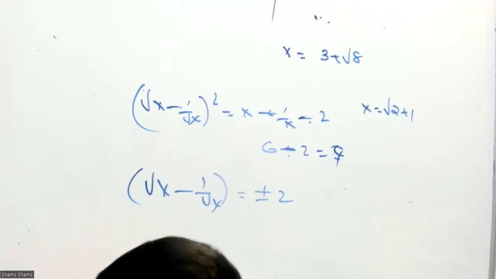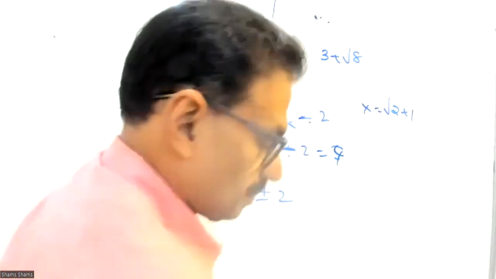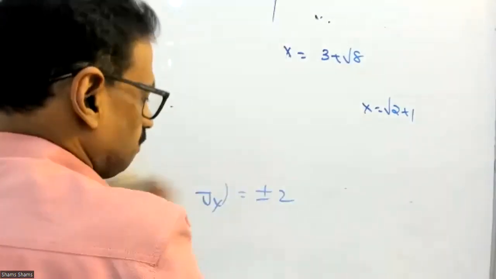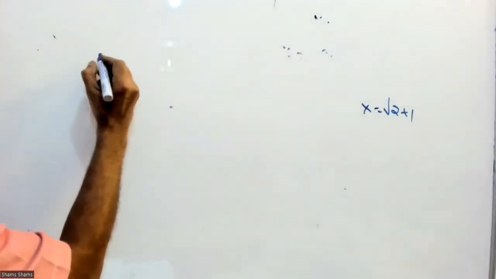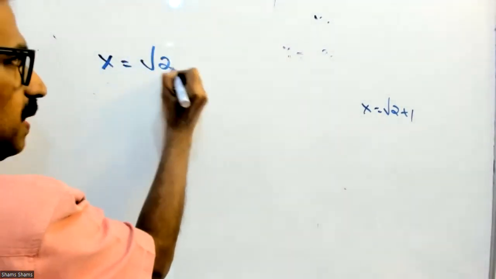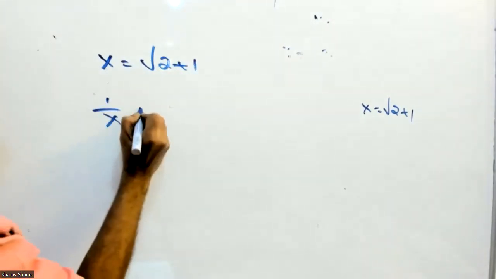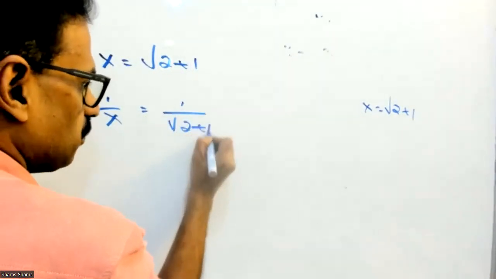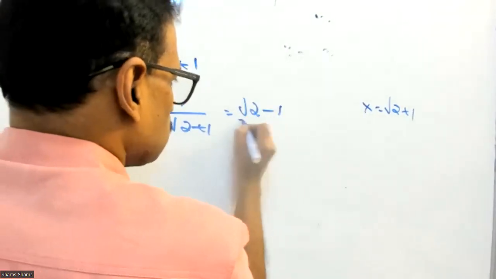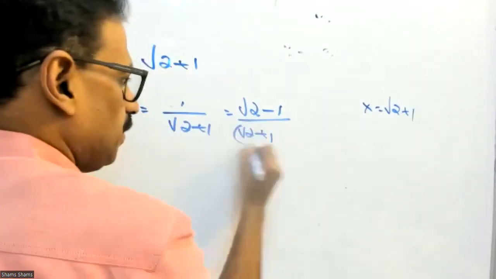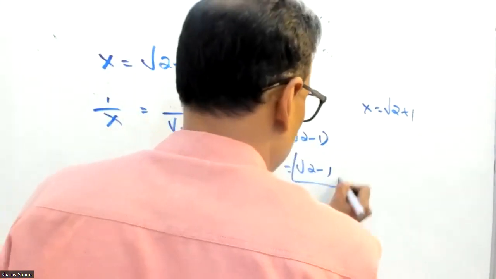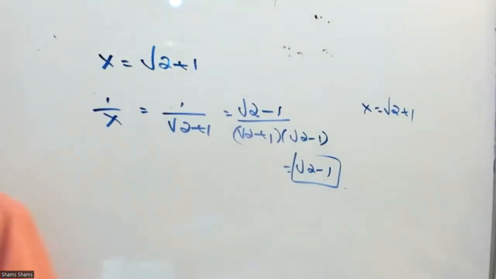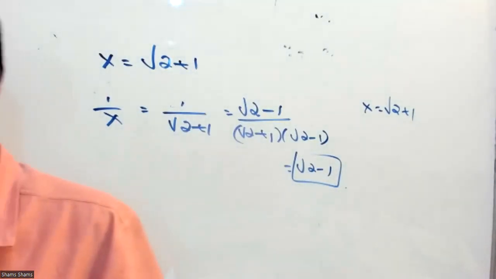Okay. So look at here. These answers I'll tell you. Listen, x equal to root 2 plus 1, 1 by x equal to 1 by root 2 plus 1 equal to root 2 minus 1 by root 2 plus 1 into root 2 minus 1, that is equal to root 2 minus 1. I hope everyone got, right? Everyone got this, 1 by x equal to root 2 minus 1, right?